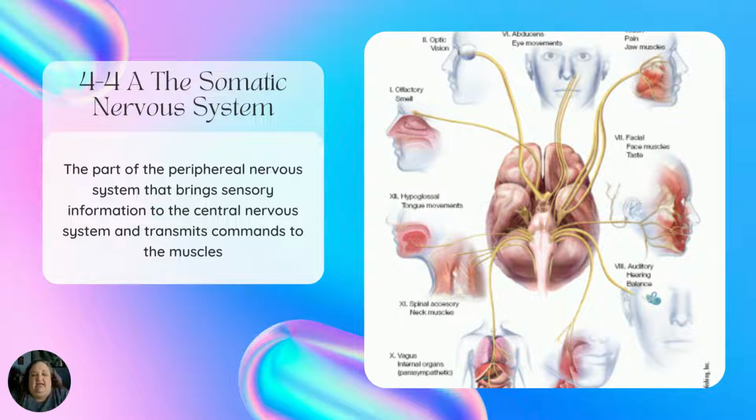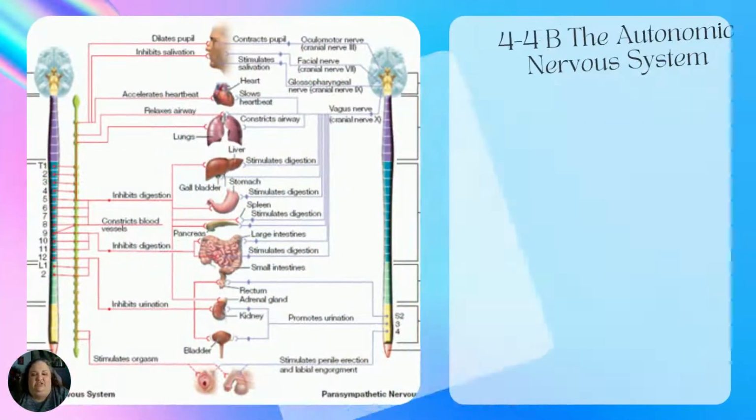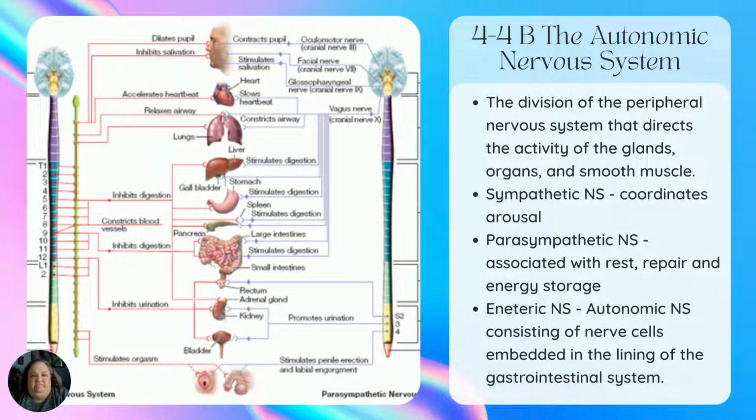The somatic nervous system is the peripheral nervous system that brings sensory information to and from the CNS, or the central nervous system, and it transmits commands to the muscles. So basically, it's the telephone of the body. It sends and receives information in order to control things. All right, and you've got a picture here to kind of show you where they go and which ones do that.